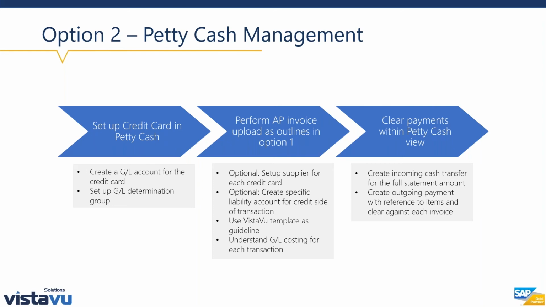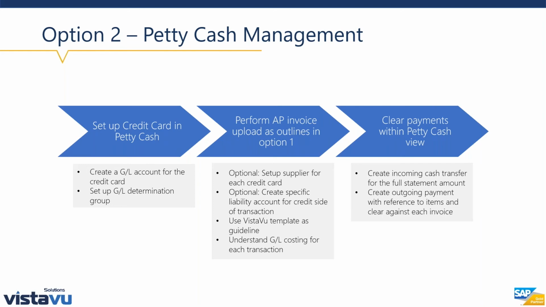Second step would be to perform the supplier invoice upload using the Excel, just like I showed you just now in option 1. So you'd have to create a supplier for the credit card and also download the template and populate it. And third would be to clear the payment within the petty cash view.